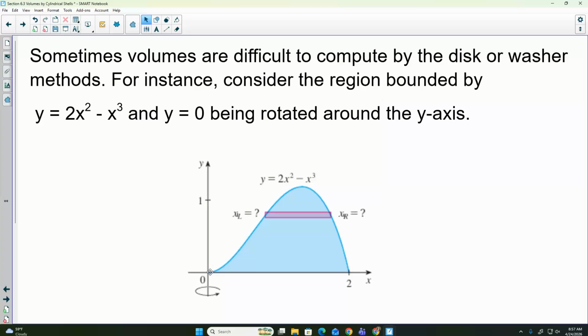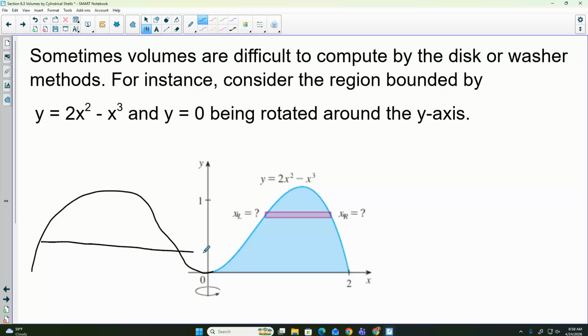If I gave you something like the function 2x squared minus x cubed, okay? And I wanted the region bounded between that and y equals 0. It's a little bit harder to integrate that when I start rotating it around the y-axis, because as I rotate that around the y-axis, I'm getting something like this. But it's a little less clear, the outside and inside, just a little bit harder to find these x values as we go along. And so that's a situation where shells can be more helpful.